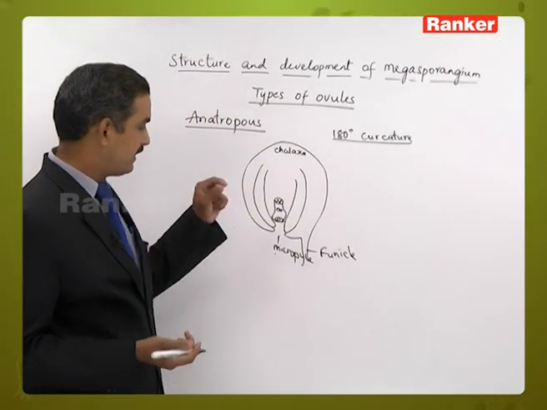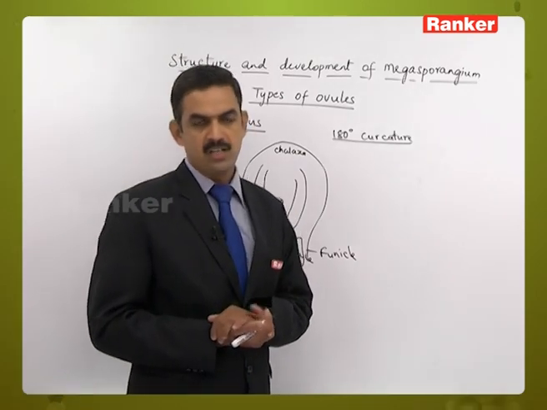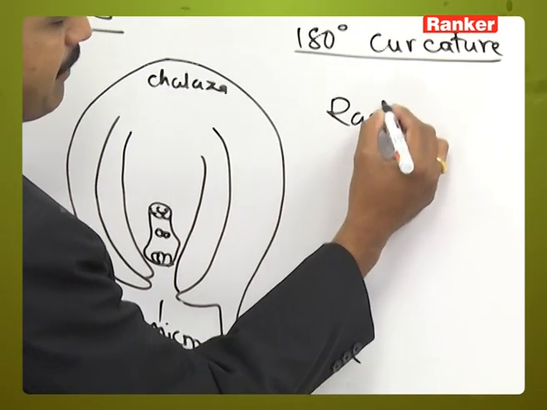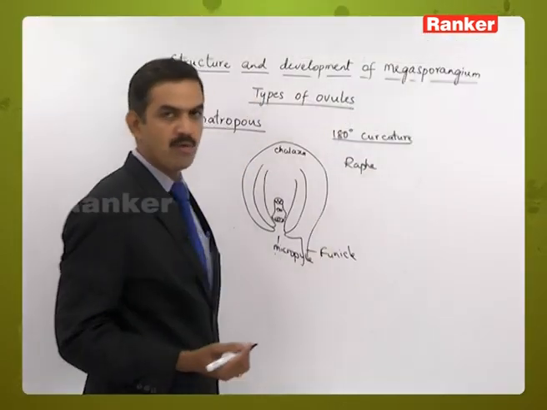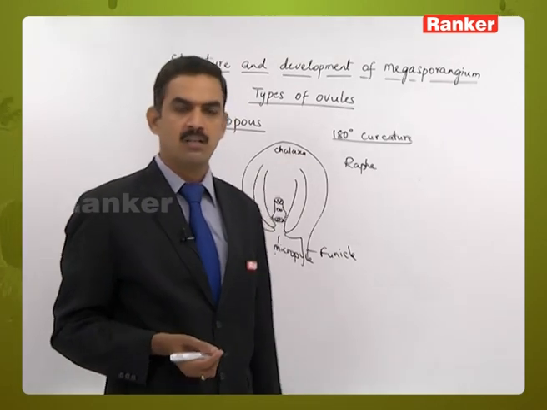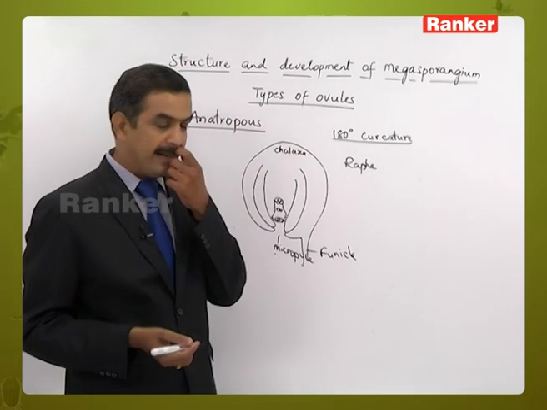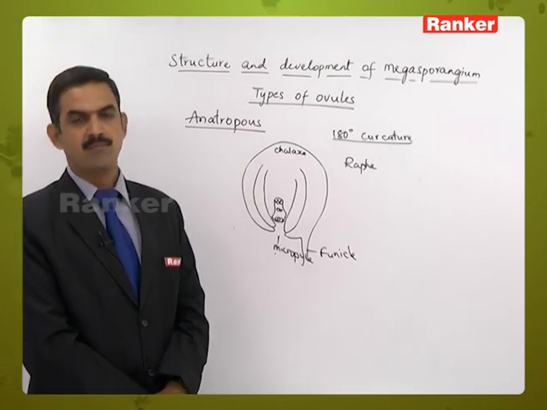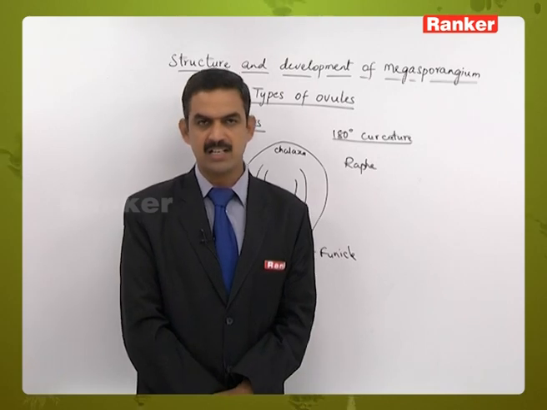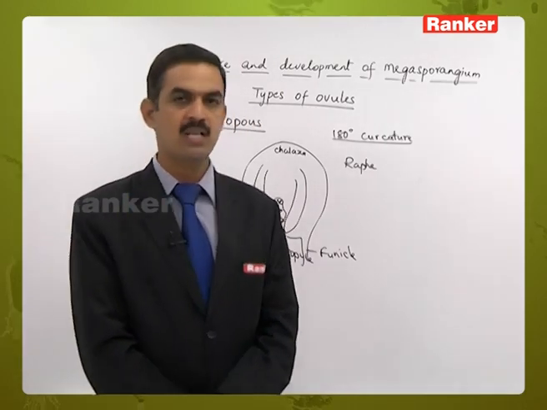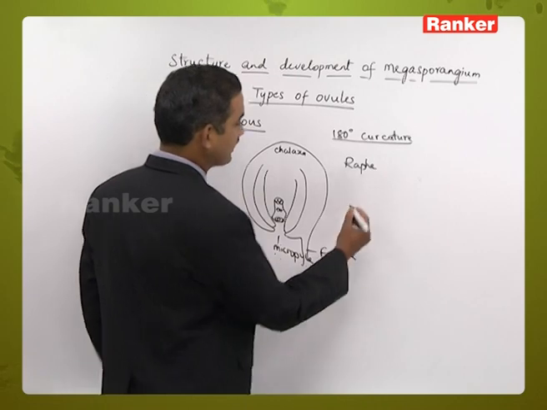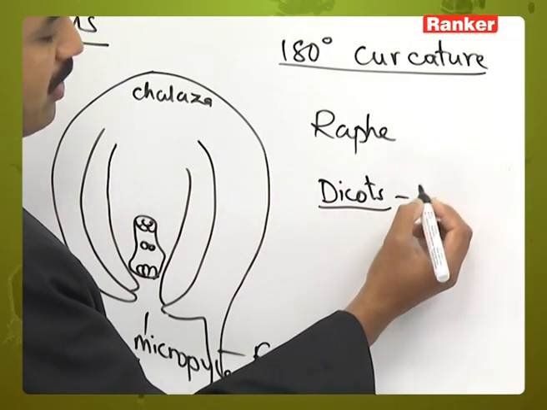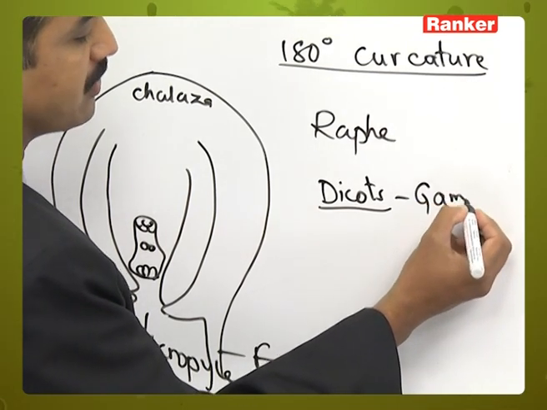And when the body of the ovule is showing curvature, in this type of ovule we can clearly see the presence of raphe, that is the overgrowth exhibited by the ovule. And each and every ovule contains a vascular supply, because they need food materials, so that is also provided here. This type of ovule can be seen in dicot plants, particularly the gamopetalae of the dicots.